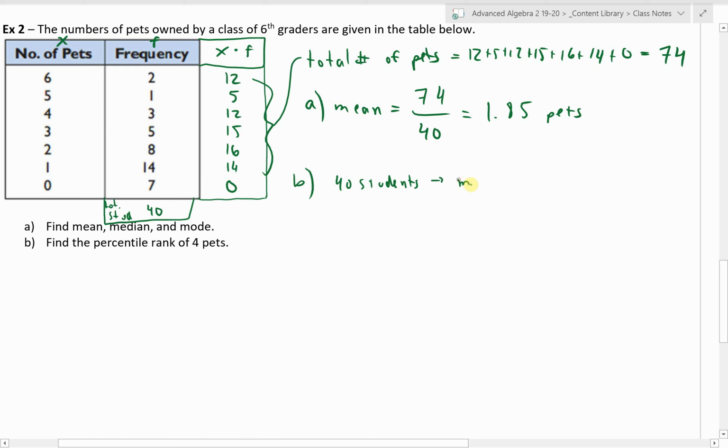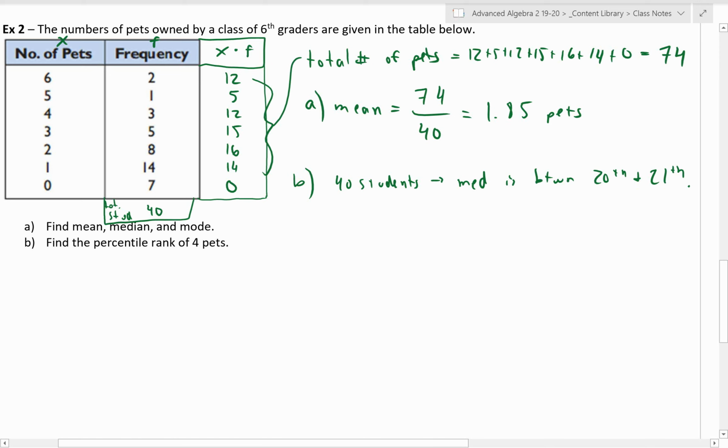So the median is between the 20th and 21st, right? There's 20 students below the median and there's 20 students above the median. So you count up to 20 students and then there's 1. The median is right between the 20th and the 21st student. Okay, so we want to find the 20th and 21st and take their average.